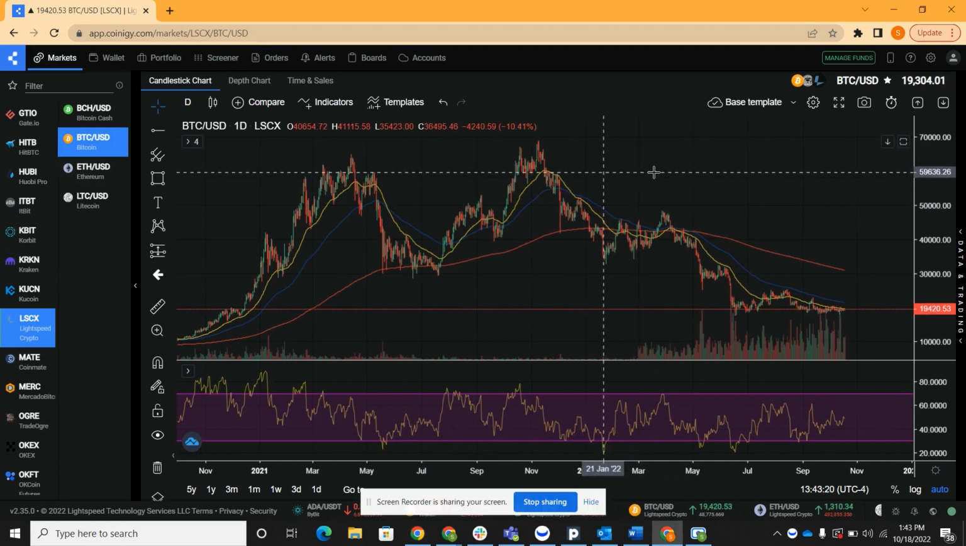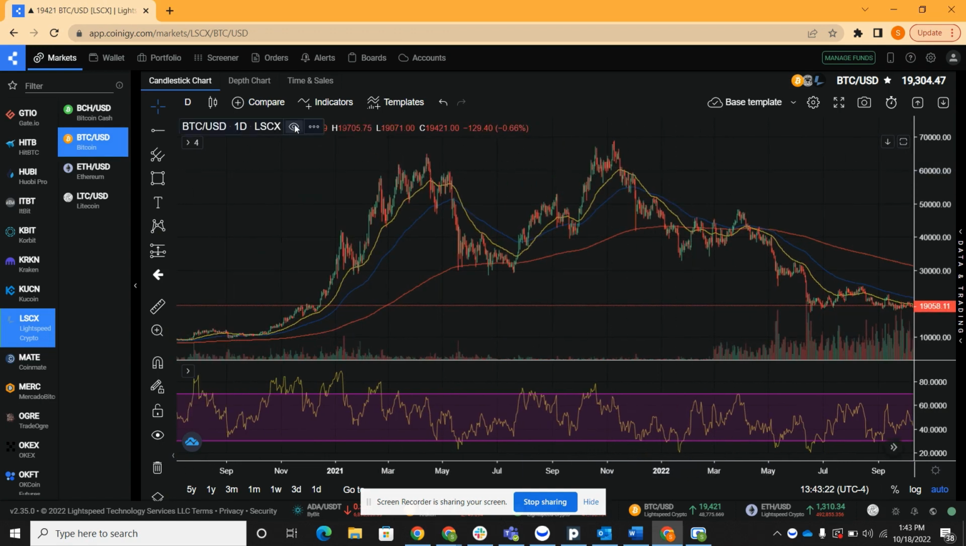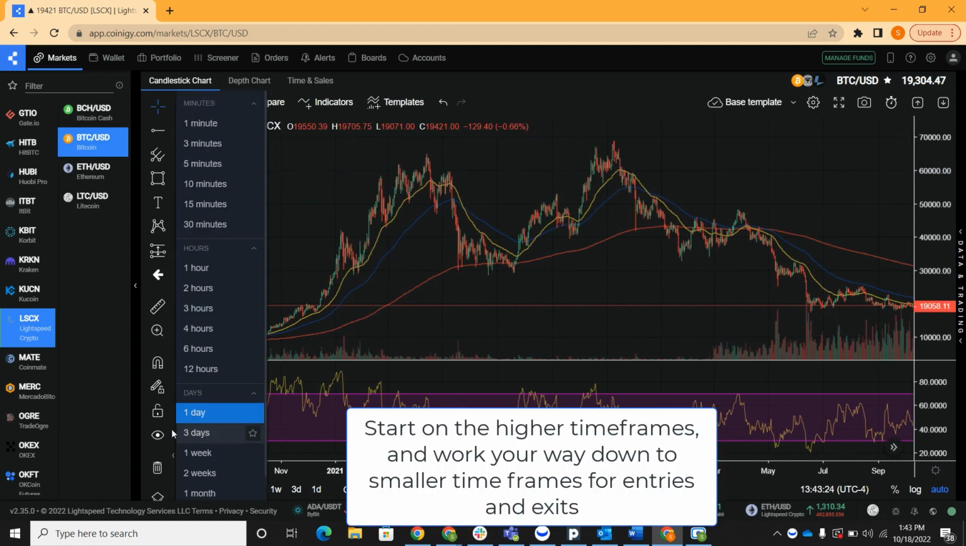So now that we're here, we'll take a look at the actual candlestick chart, and I am on the 1-day time frame. Usually you want to work down from the higher time frames down to the lower ones. This is called top-down analysis. So I like to start on the 1 day and then work my way down to the 4 hour, 1 hour, 15-minute to actually plan my entries and exits.